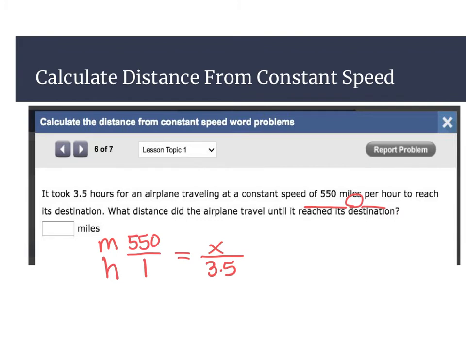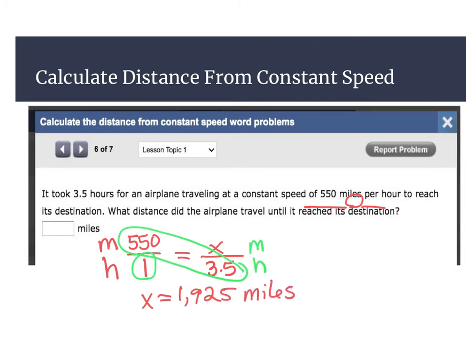There's lots of different ways to do it, but if we set it up in a proportion, we can see our miles and our hours. In fact, I'm going to write them right here just to remind us. And when we solve a proportion, we multiply across 550 miles times that 3.5 hours, and you would, of course, then divide by 1. But when we do that, 550 times 3.5 hours, we get x equals 1,925 miles.